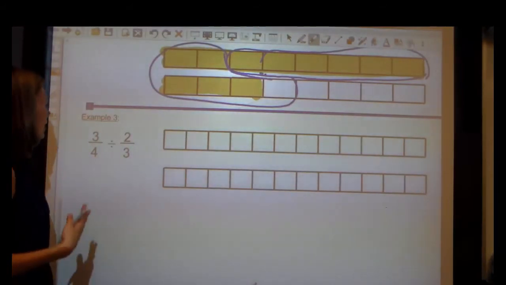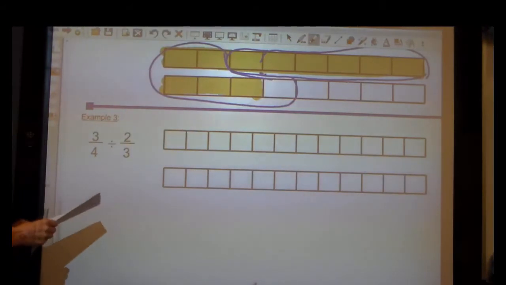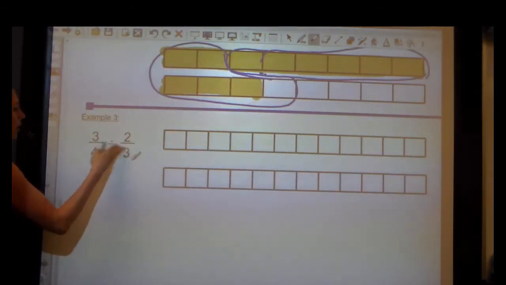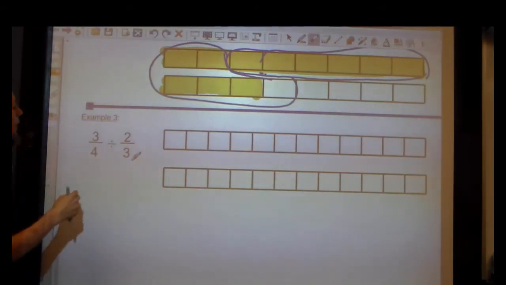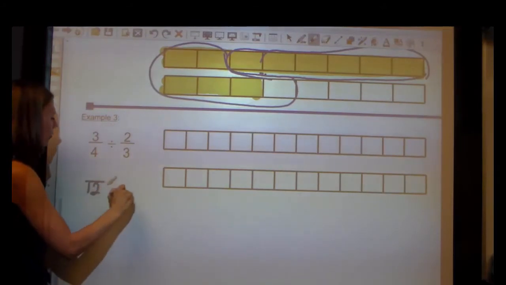You can think of it as how many 2/3 are in 3/4. What I want to do is make a common denominator between the 4 and the 3. Because 3 can't go into 4, 4 can't go into 3, I can think about a number they can both go into. They can both go into 12.